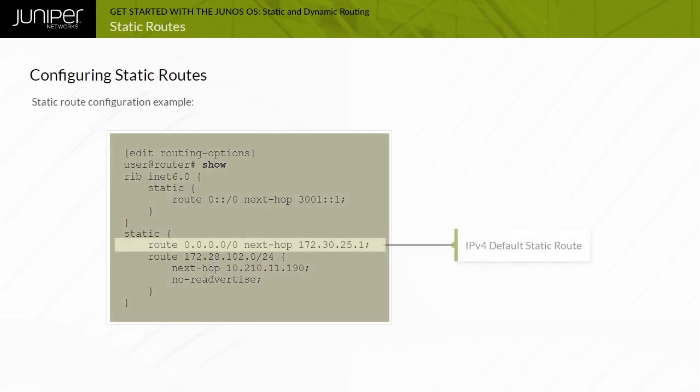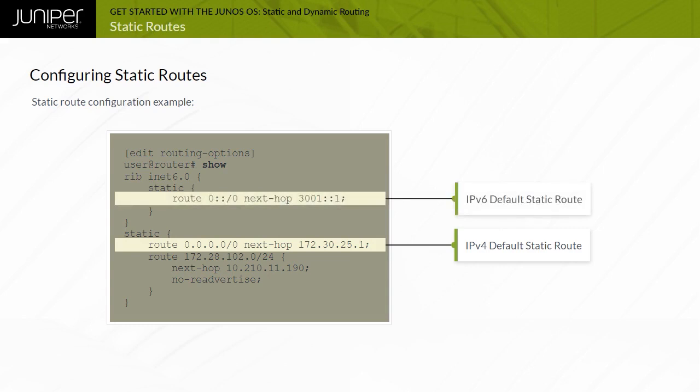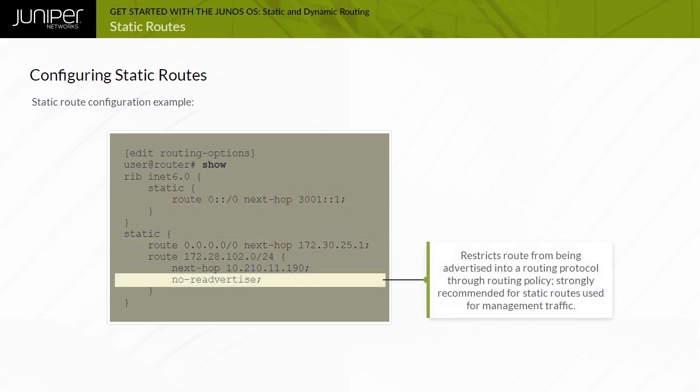The basic configuration syntax for IPv4 and IPv6 static routes is displayed. The No Re-Advertise option prohibits the redistribution of the associated route through the routing policy into a dynamic routing protocol, such as OSPF. It is recommended that you use the No Re-Advertise option on static routes that direct traffic out the management Ethernet interface and through the management network.